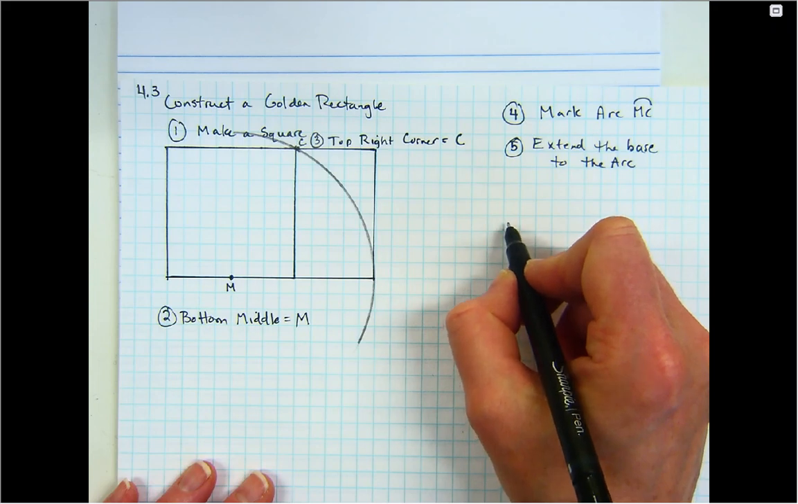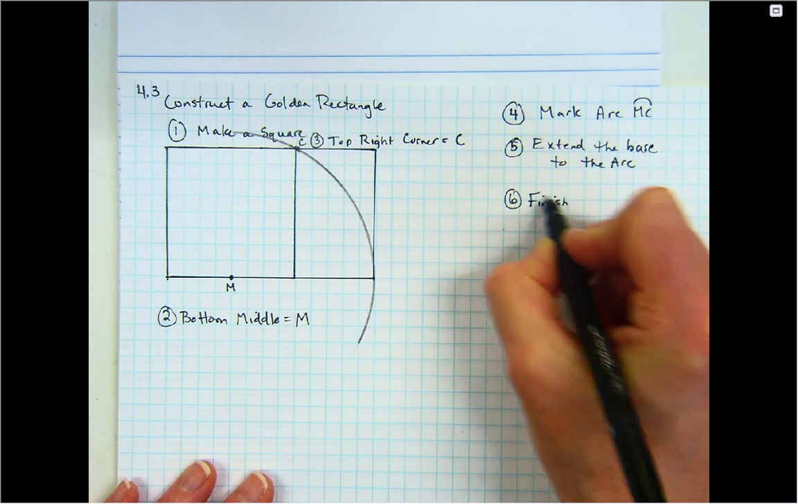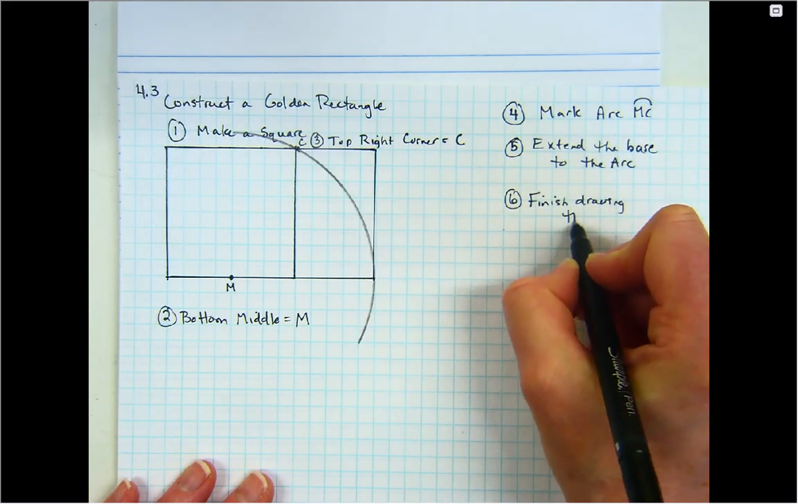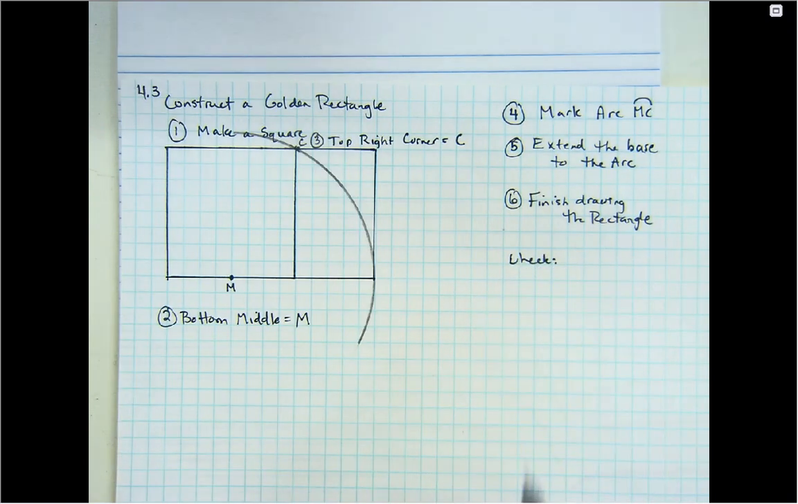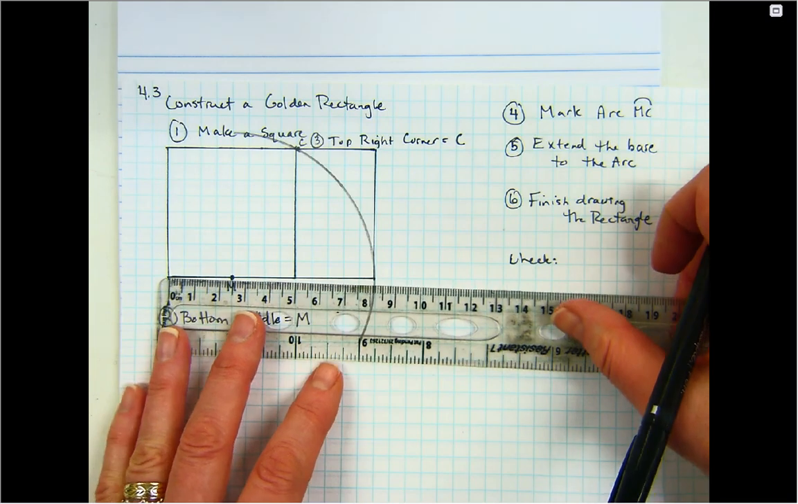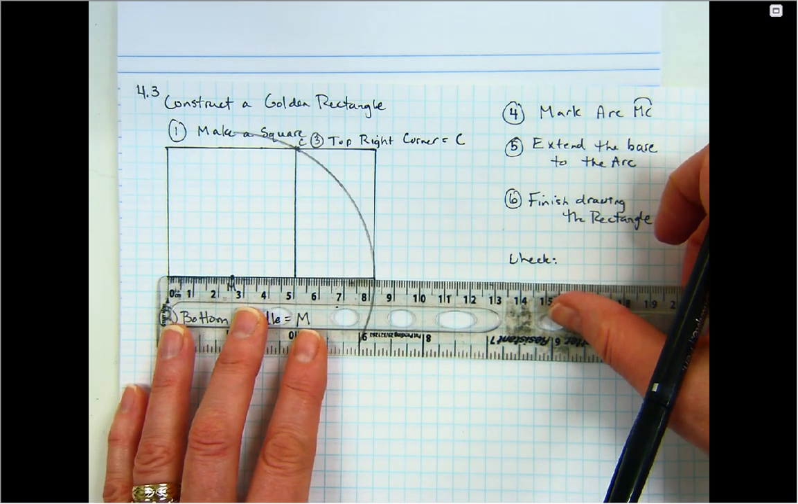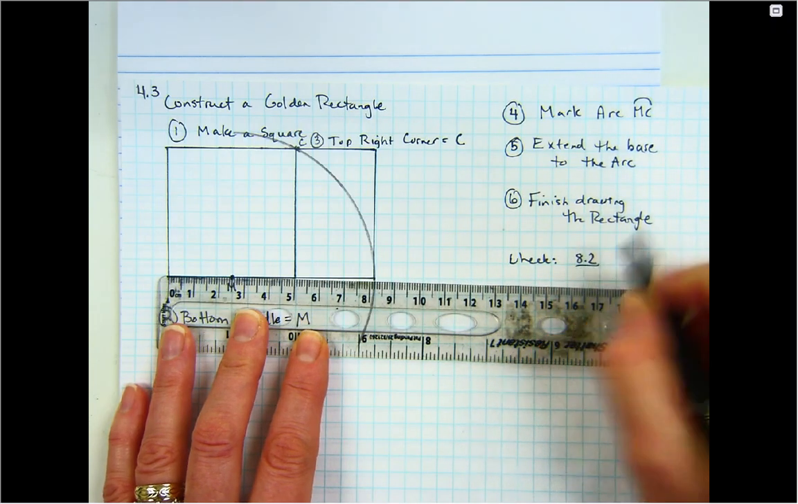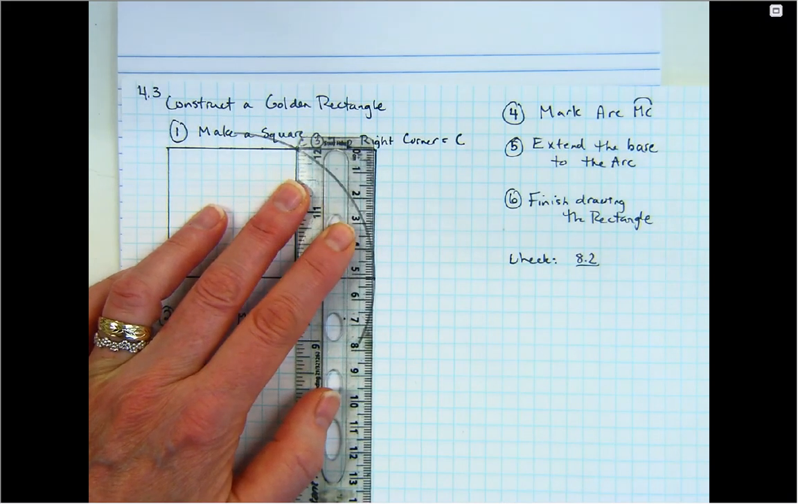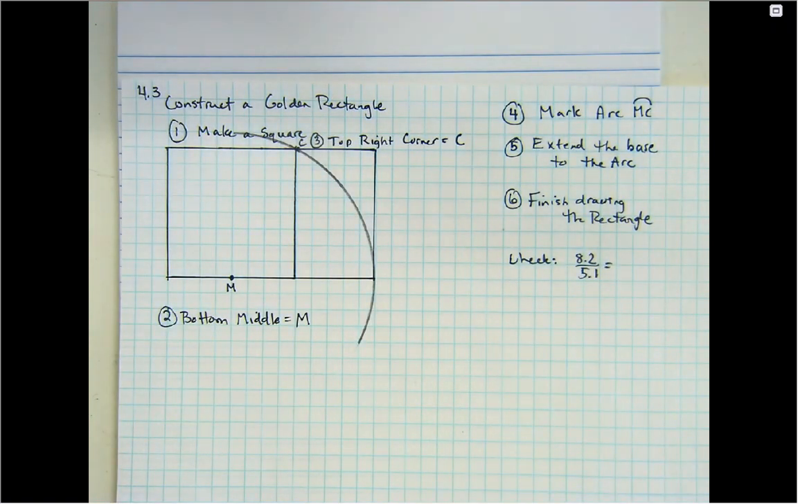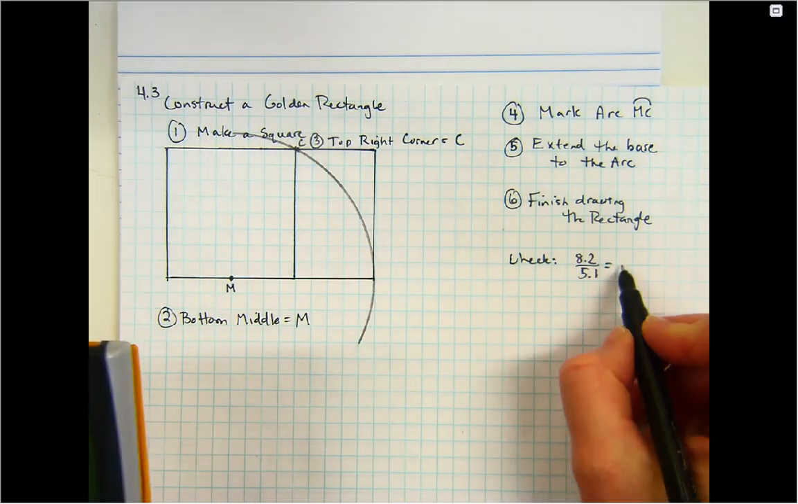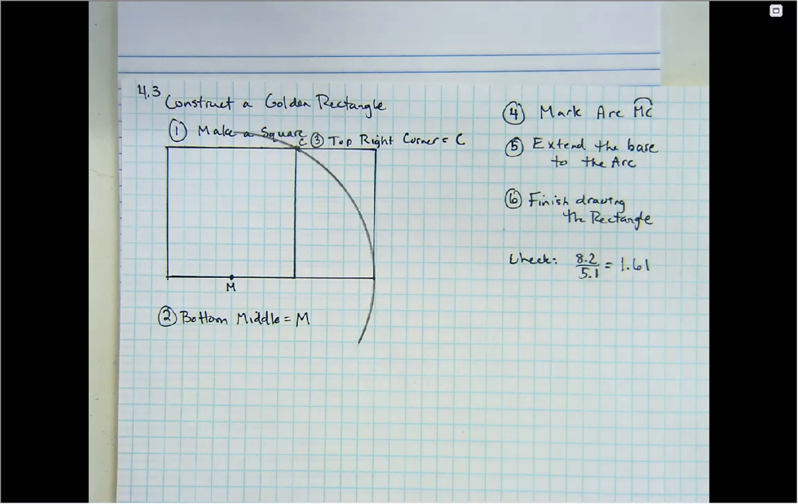Last of all, let's check. We could finish drawing the rectangle. And then check. So take out your ruler if you still have your ruler and check. Mine comes out to 8.2 for the long side and 5.1 for the short side. And if you come up between 1.5 and 1.7, then you're doing good. Mine comes out to 1.61. So that is how you make a golden rectangle using a square to start with.